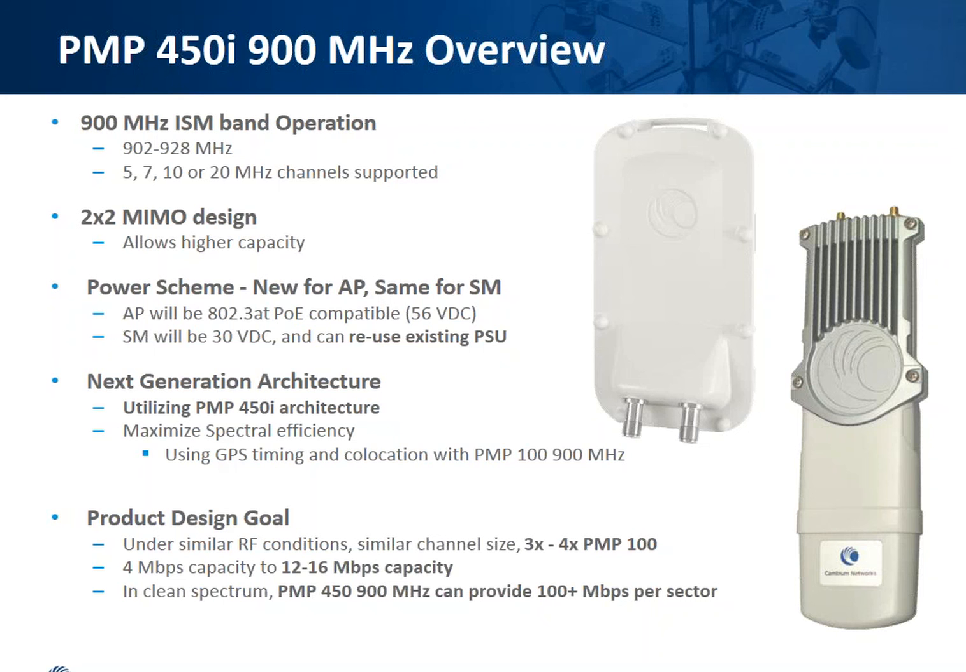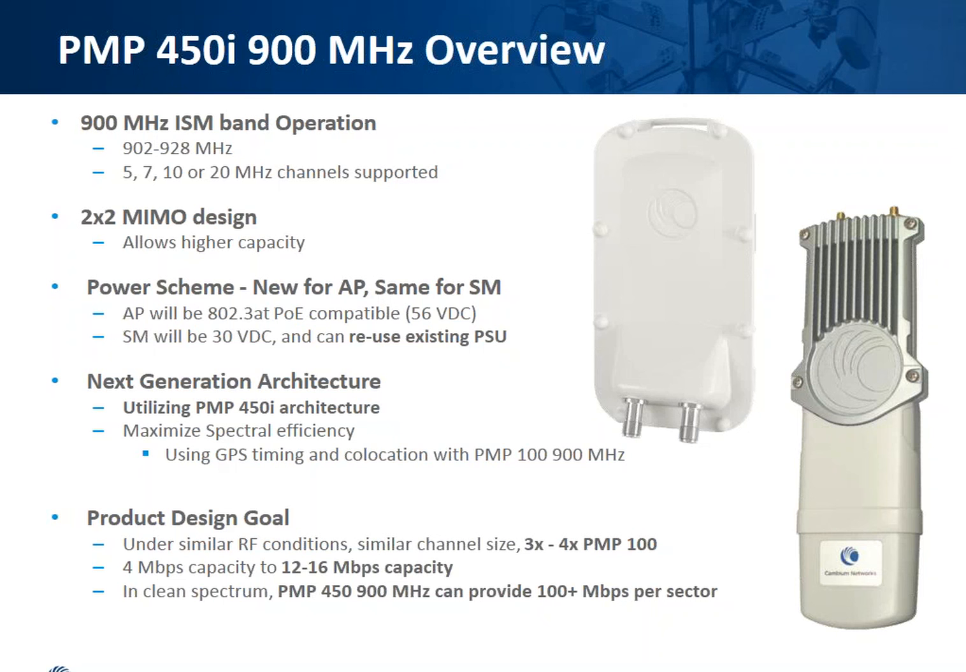The design goals of this were really to improve throughput, and what we found is that under similar RF conditions, meaning high noise floor, interference-prone areas, tough to make links, we're able to do 3 to 4 times the amount of throughput that the PMP 100 was able to do, which is moving from about 4 megs to about 12 to 15 or 16 megs. In clean spectrum, if you have that spectrum available, if you can do a 20 meg channel, you can certainly provide more than 100 megs per sector.